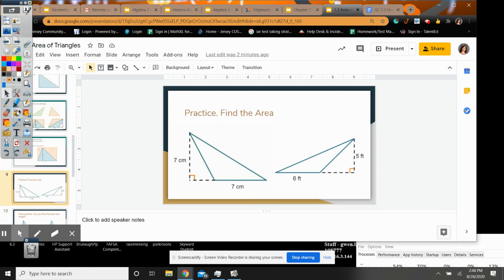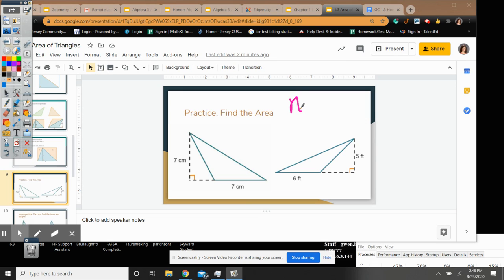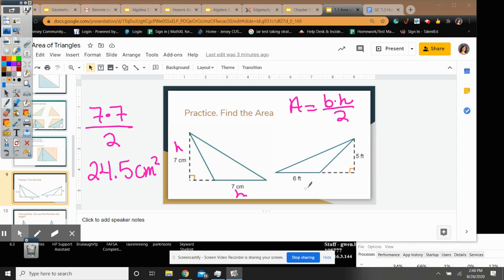So let's do some practice finding the area. These are all triangles, so our formula is going to be base times height divided by 2. So here's that right angle, so this will be my height. There's the base, which will be the base of 7. And this time they're both the same, and that's going to be okay. You can have the same base and height. 7 times 7 divided by 2 is going to give you a decimal, which is not a problem: 24.5 centimeters squared.